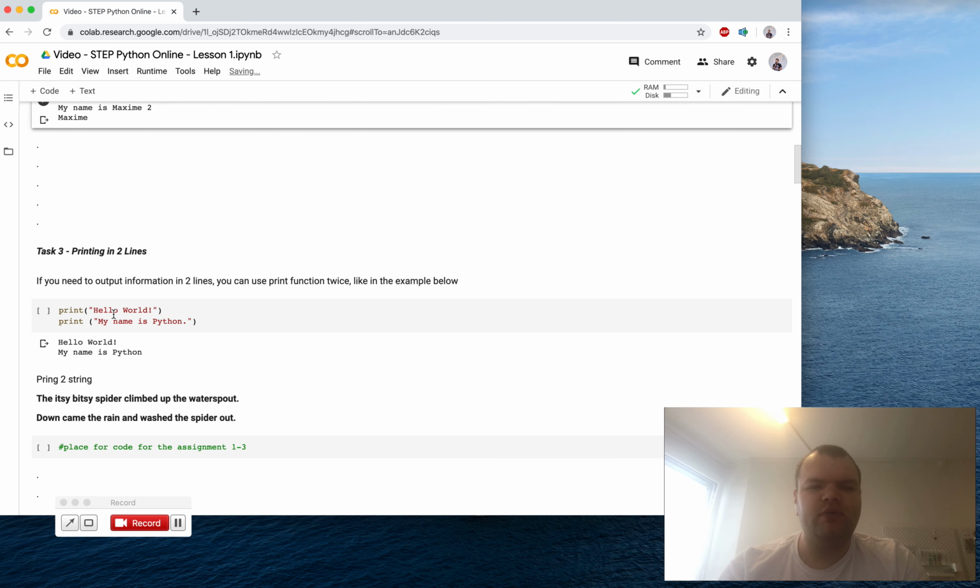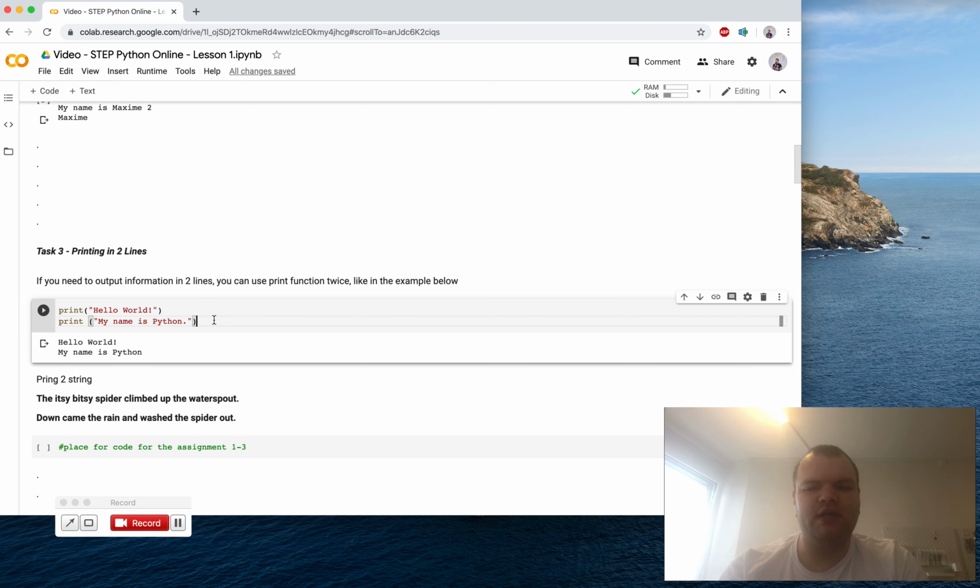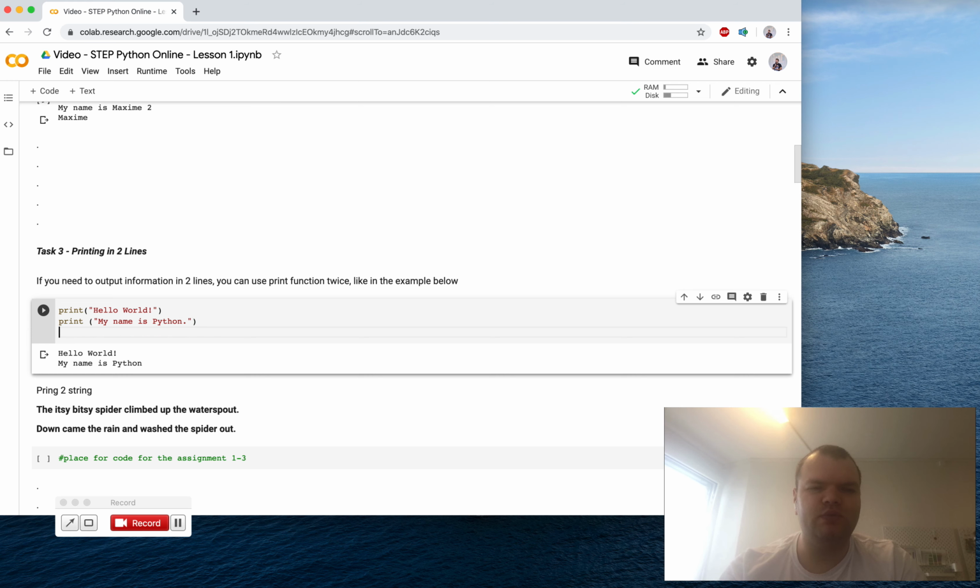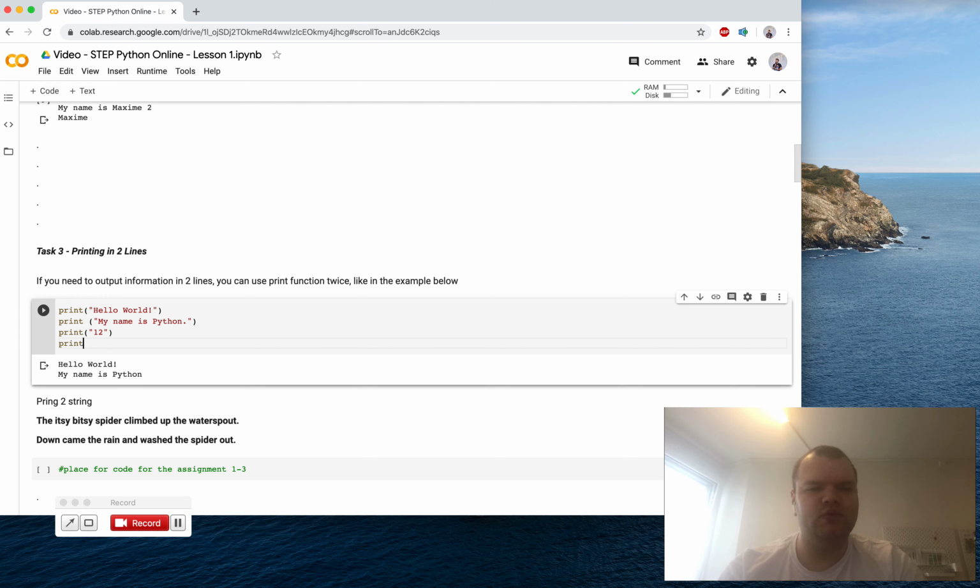We can use printing in two lines. Here is the example, just like in case you would like to print, for example, a big poem, you just will use print several times. So with double quotes or with single quotes.